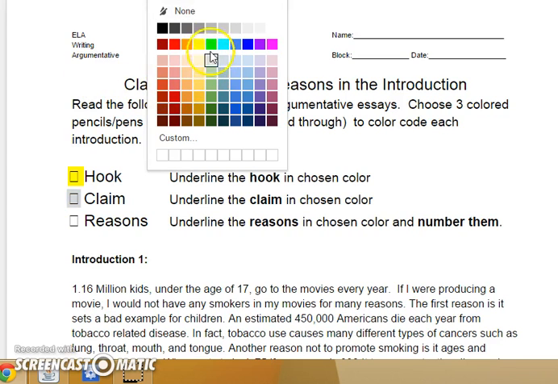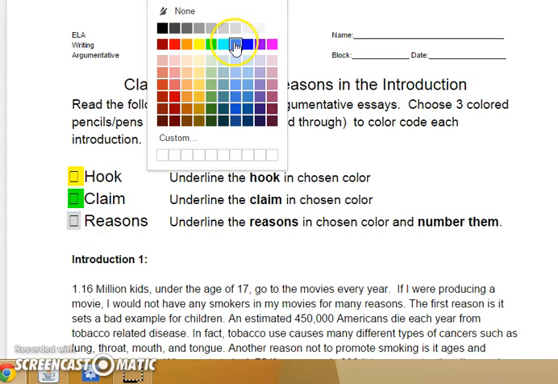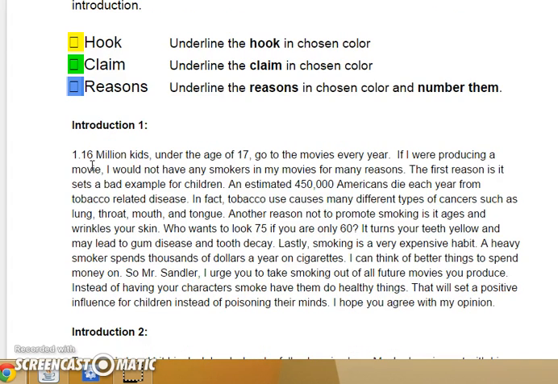So I'm making the hook yellow, I'm making the claims green, and I'm making my reasons, I'll pick a good blue color here. Okay? So, make sure you've got your hook, your claim, and your reasons all color-coded, and we're ready to go ahead and get started. If you look down on introduction number 1, first, second, and third period, we did this in class. Fourth period, we're going to kind of do this together, so follow along, and you can get the sub to pause the video while you are finishing up your paragraphs.